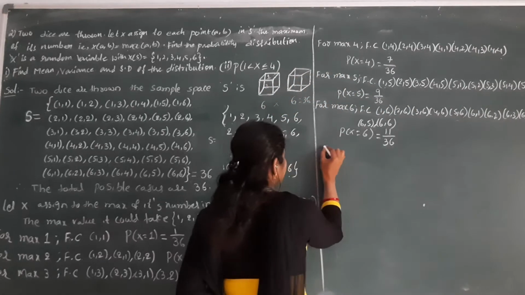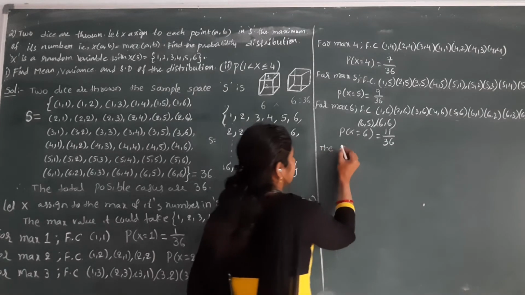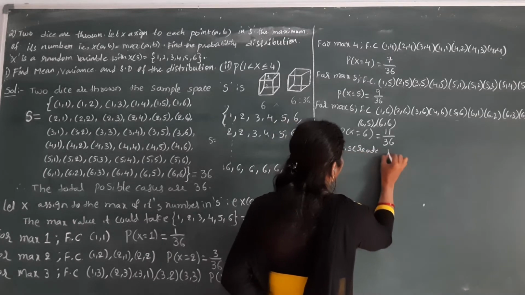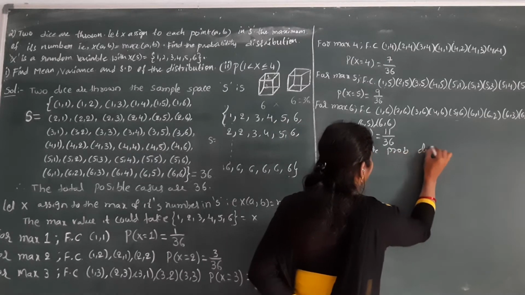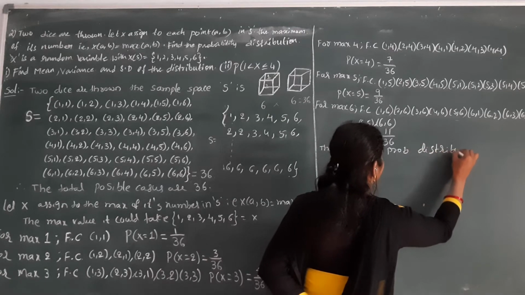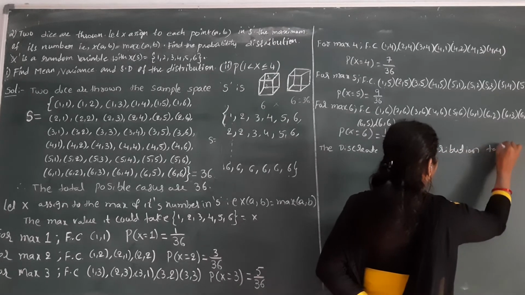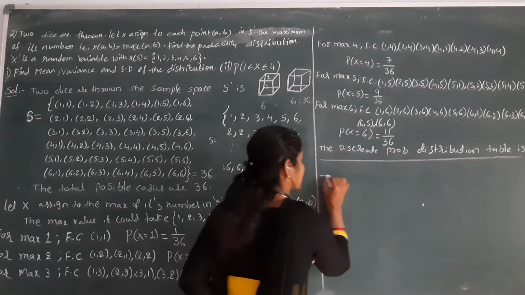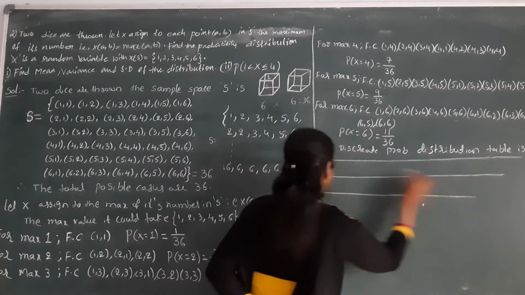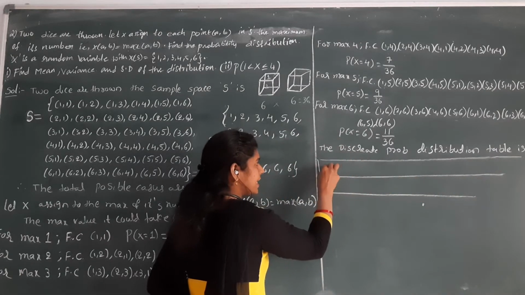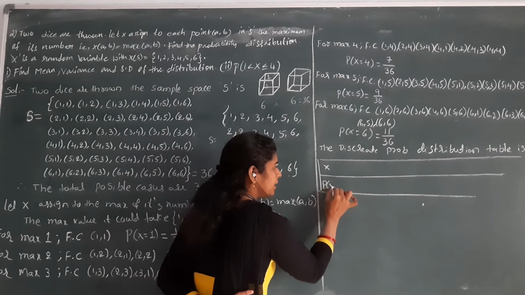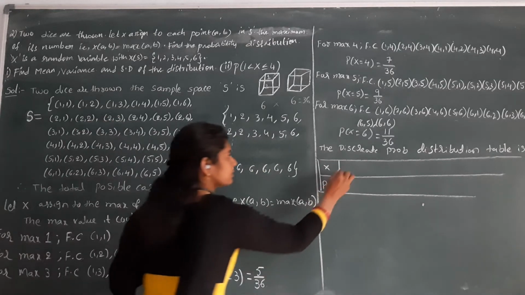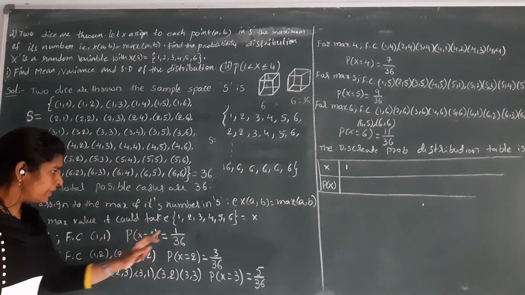The discrete probability distribution table is, now I am constructing. First one is the x values, next the corresponding probabilities. So what is the first x value? 1. Okay. What is the corresponding probability? 1 by 36.